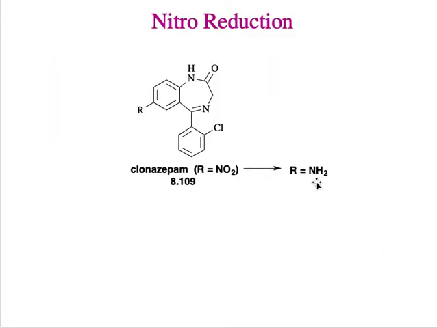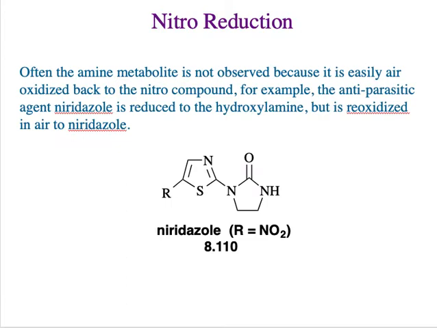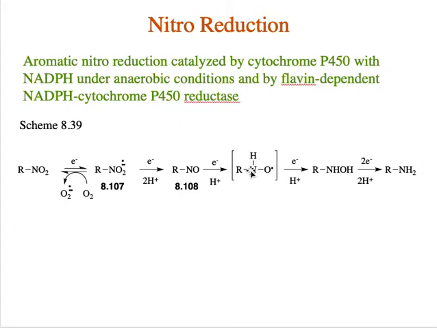Here's an example using clonazepam. So again, this is another benzodiazepine, R-NO2 that gets turned into R-NH2. And some of these intermediates can get turned back into the nitro compound. Because the reduction is going through all these unstable intermediates, this is really the stable place that you want to be. You want to be either here or here.